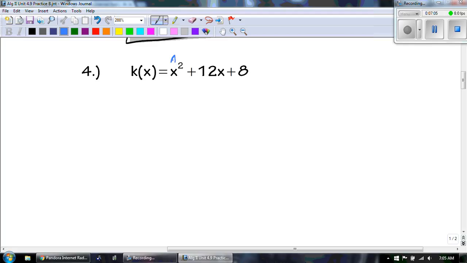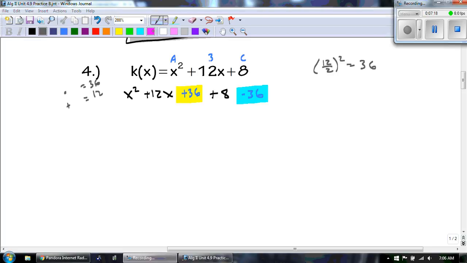Okay, so once again, you guys set up, do the b divided by 2 squared, and then I'll meet you there. Okay, so you should have gotten 36, which means we're looking for numbers that multiply to get 36 and add to get 12, and it's 6 and 6.